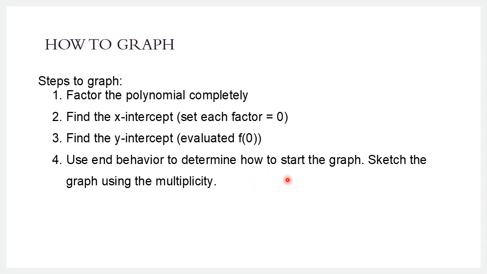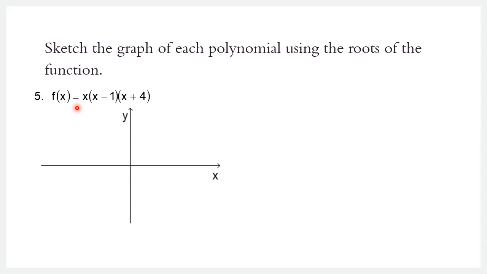So remembering, how do we determine our end behavior? Well, our end behavior depends on our degree and our leading coefficient. All right, so let's dive in. So up first here, we have f of x equals x times x minus 1 times x plus 4, okay? It's already factored for us, so step 1 is done.